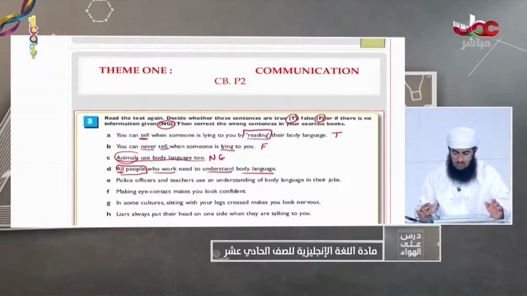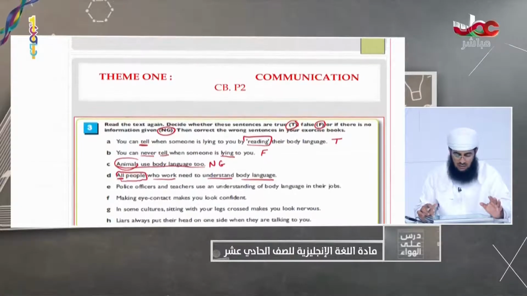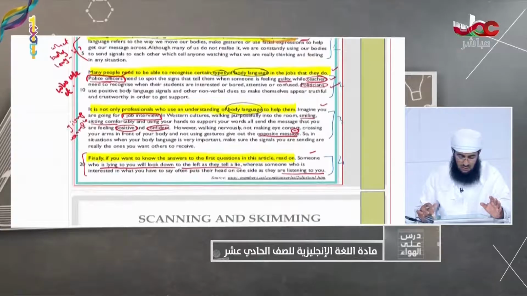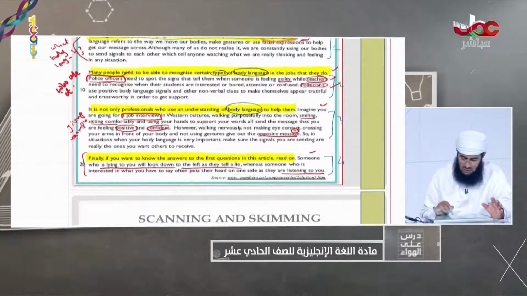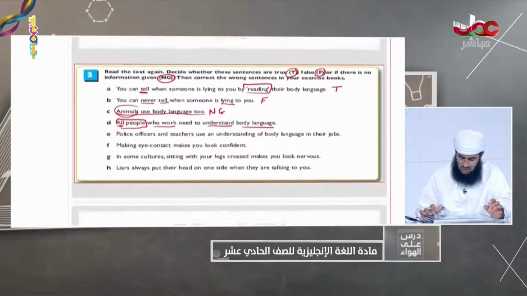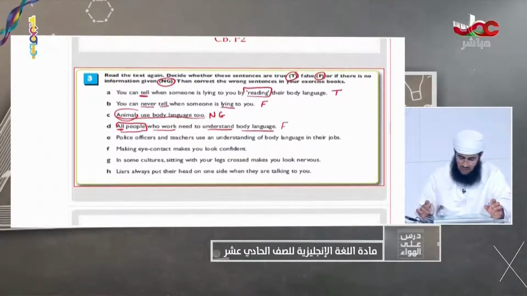When I say all, do we have all there in the text? If I go back to the text, do we have all or some? He said it is not only professionals. Imagine going to a job interview. Here we have body language in the jobs that they do. Many people, but not all, need to be able to recognize certain types of body language. What does many mean? Is it all? Of course not. So the answer is false, not all.